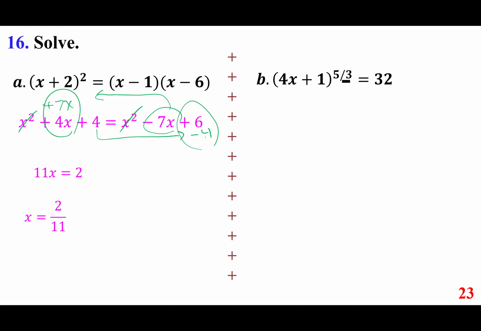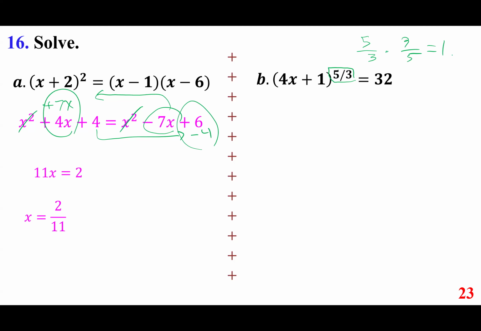(4x plus 1) to the power of 5/3 is 32. We want to solve for x. Whenever we have an exponent to solve, we want to undo it in essence. And to undo that, you can raise it to a power that makes it 1. So that means, as you know, the reciprocal of 5/3 is 3/5. So if you multiply 5/3 by 3/5, you get 1.